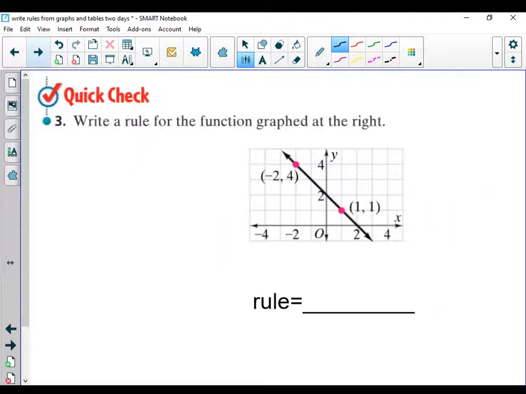Top one in the middle. Do you see any hints? Should it be y or f of x? Isabel? Y. Oh, look, there's my friend y.